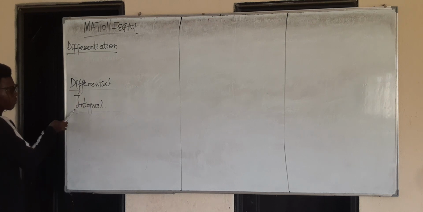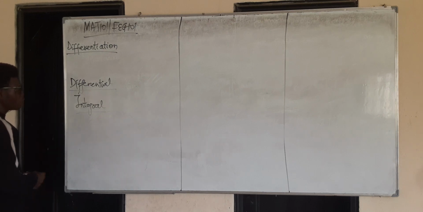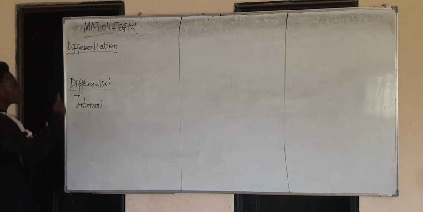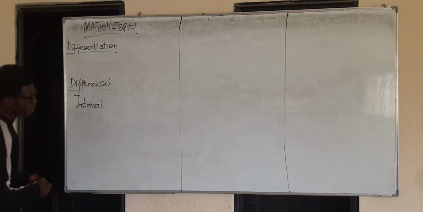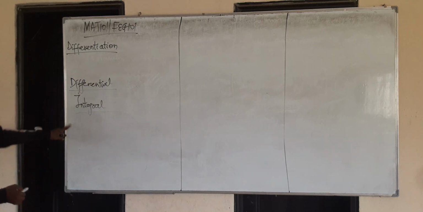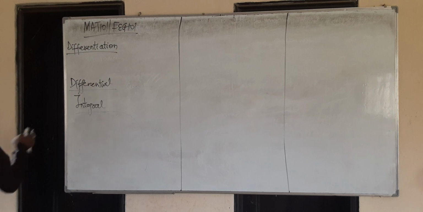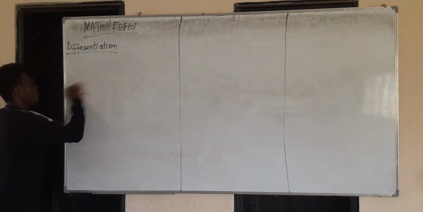You understand? So if you differentiate a function, and you integrate that result back, you are going to get the function that you differentiated. So another name for integration is antiderivative. But that is not what we are going to base on today. Let us just focus on differentiation.